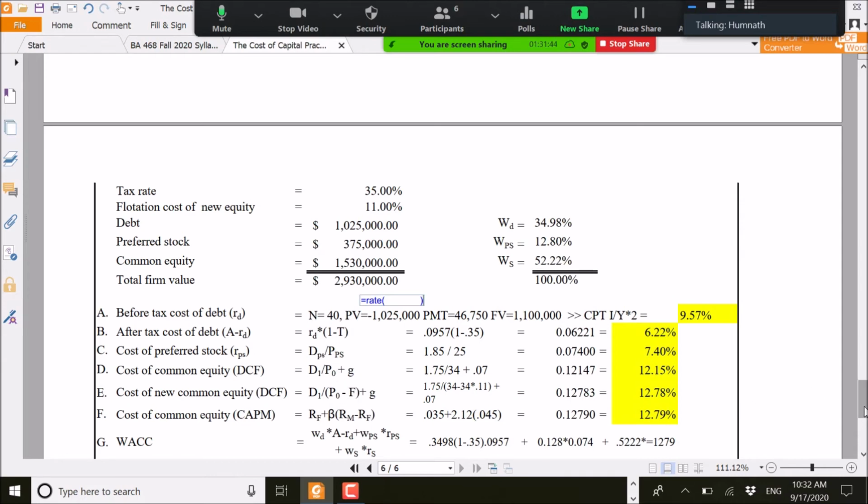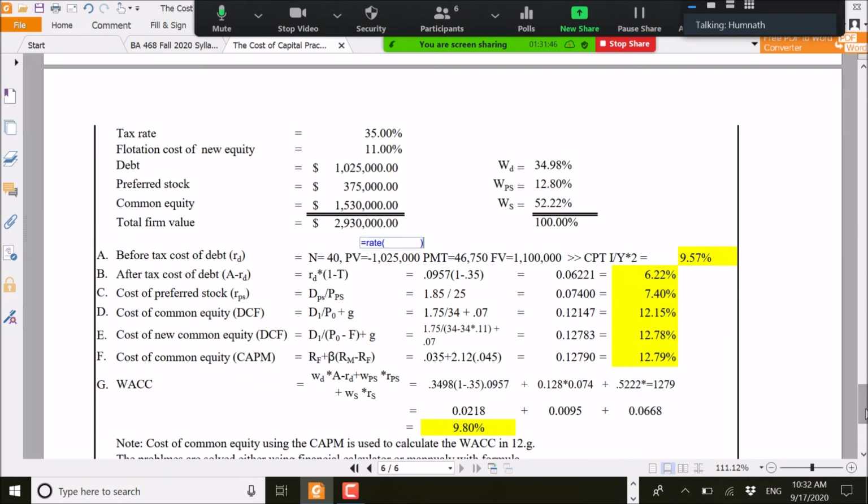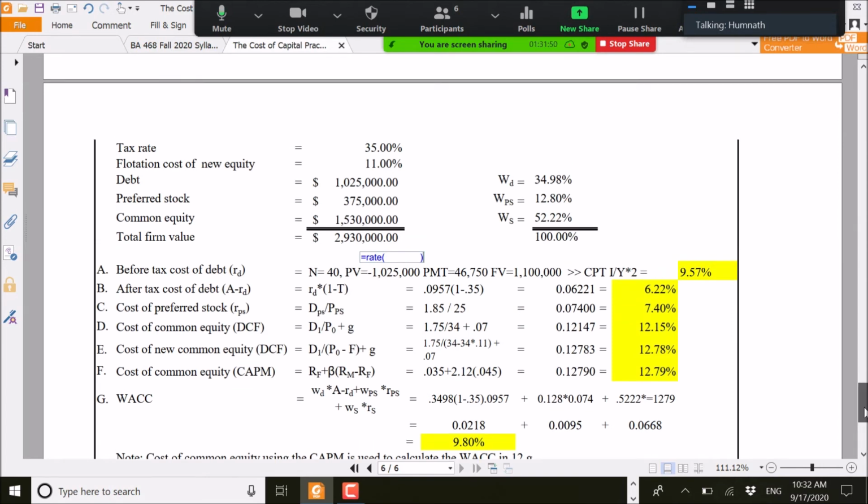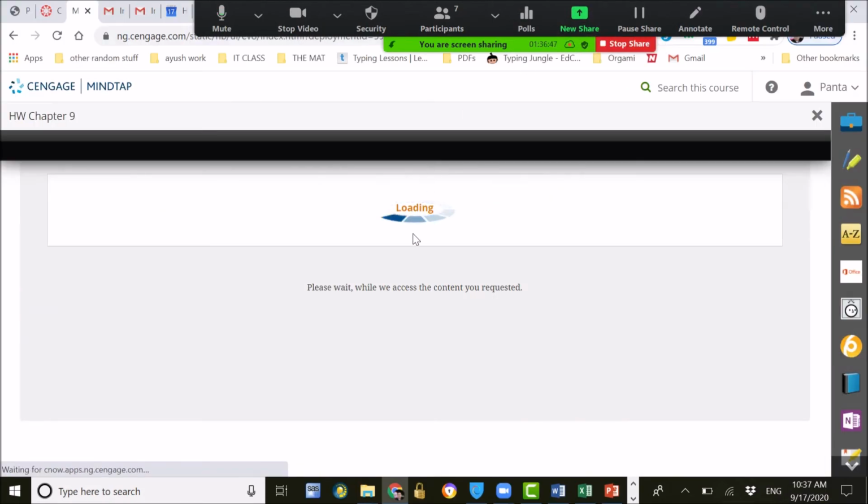So maybe you are referring to the homework problem, then maybe it's better to look at the homework problem. Can you see the screen?